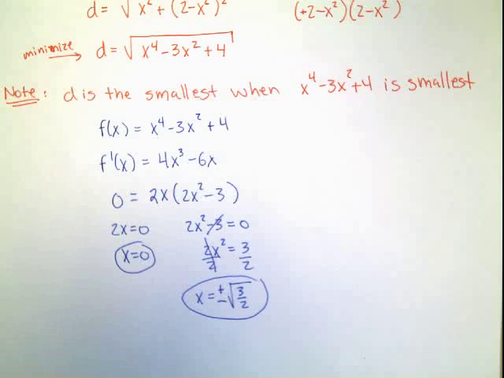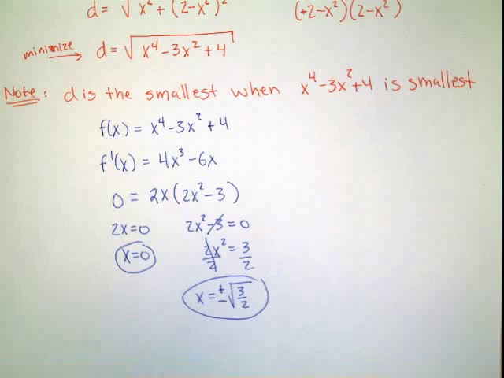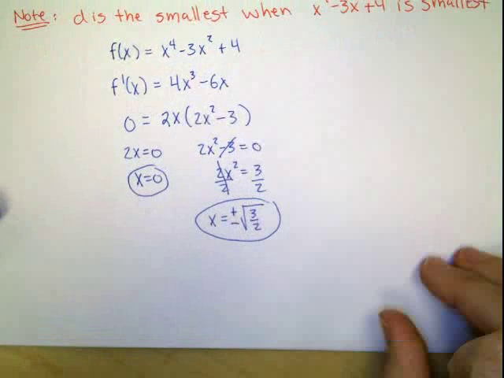Negative square root 3 halves, positive square root 3 halves, and 0. And so I'm going to take all 3 of those points and place them on a number line and decide which one's a max and which one's a min.